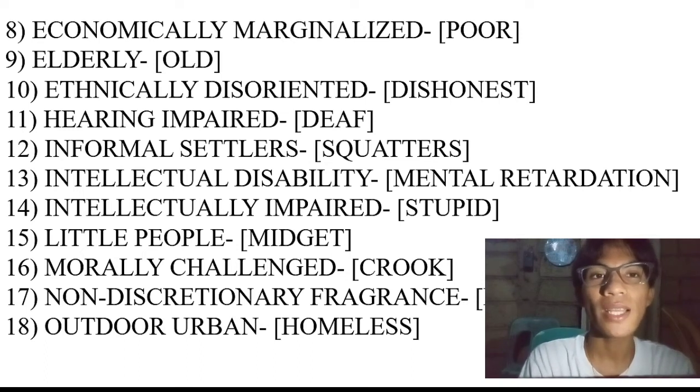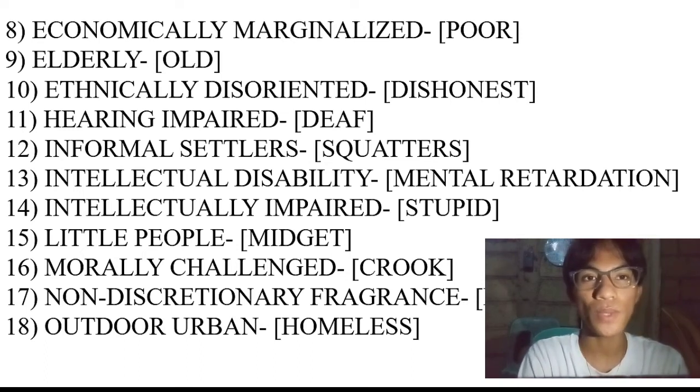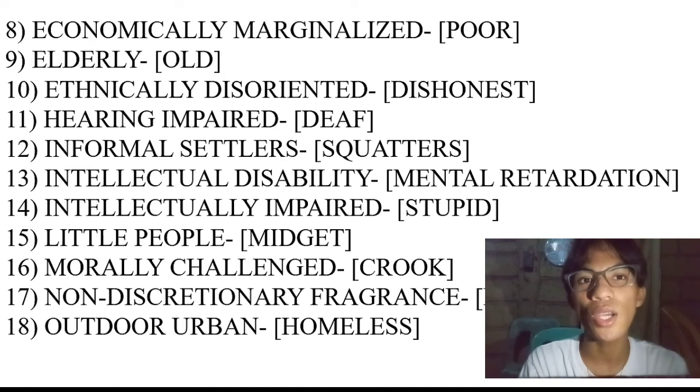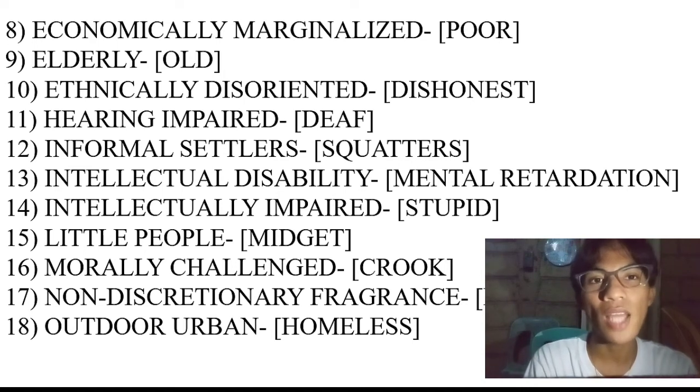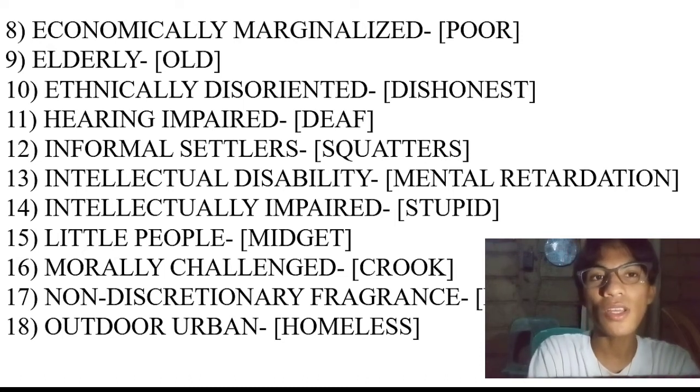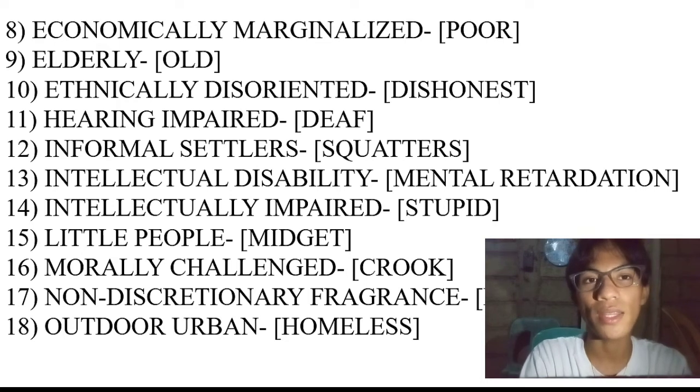14. Intellectually impaired instead of stupid. Stupid persons have problems with general mental abilities that affect functioning in two areas: intellectual, such as learning and judgment, and adaptive, which covers activities of daily life such as communication. But in order to be politically correct, use the term intellectually impaired.